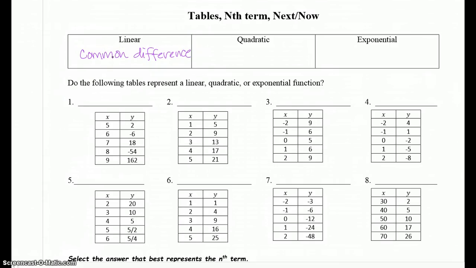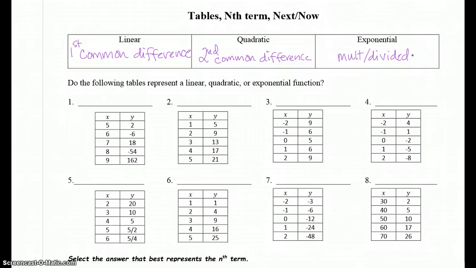For a quadratic, it's the second common difference. And we'll go through what that looks like. Okay, so first common difference to be more specific, and then second common difference. For an exponential, you are looking to see if something is multiplied or divided. Okay, so do the following tables represent linear, quadratic, or exponential?